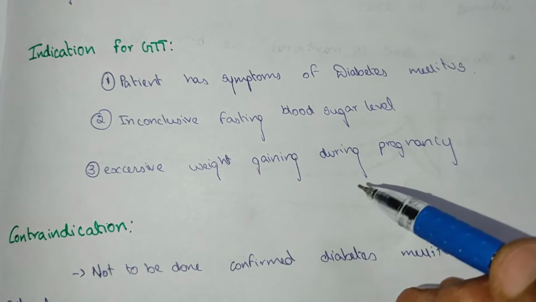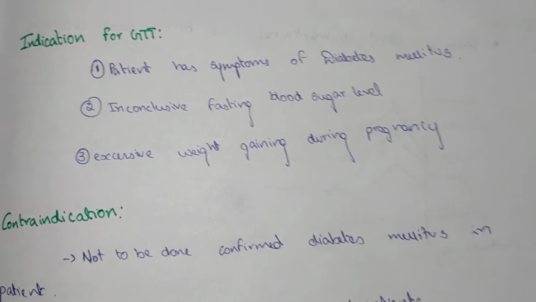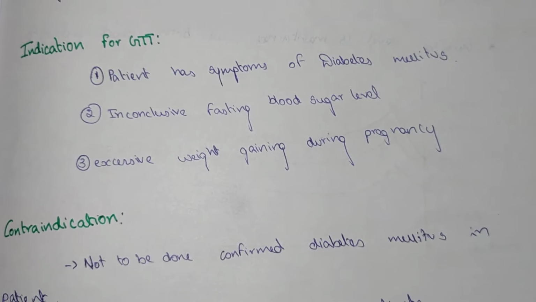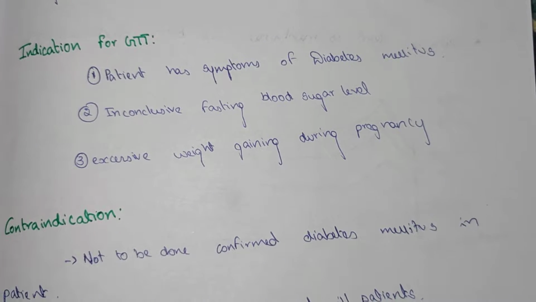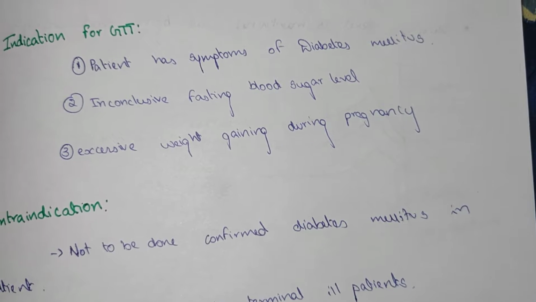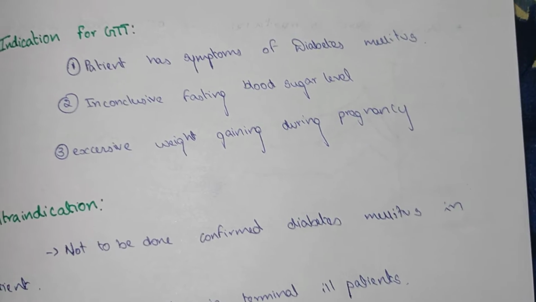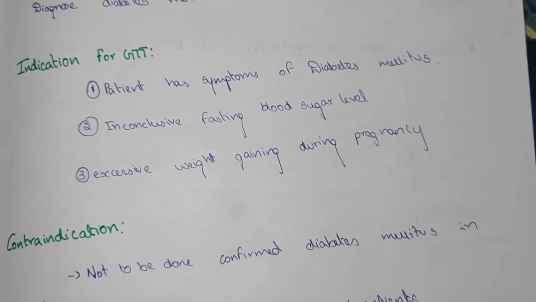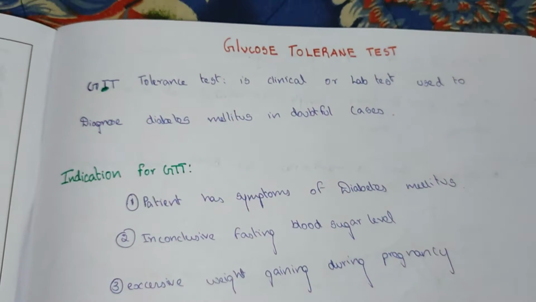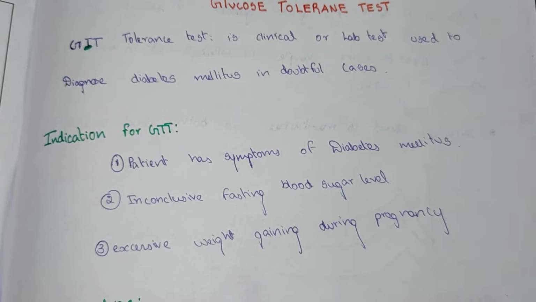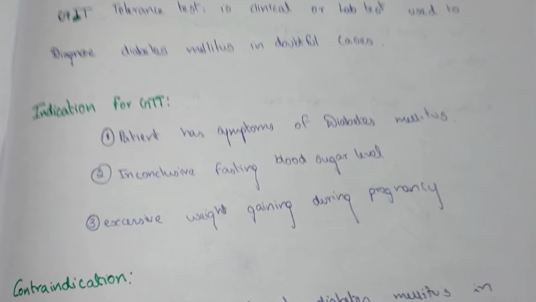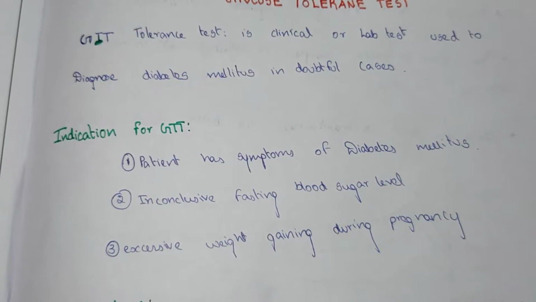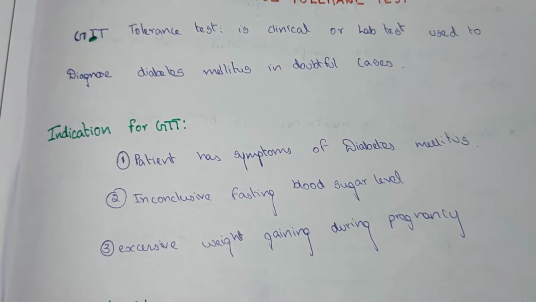Excessive weight gain during pregnancy. Generally, during pregnancy there might be a weight gain, so we can't say that every pregnant person has gestational diabetes. To confirm that, we can give a glucose tolerance test and confirm whether she has diabetes or not.